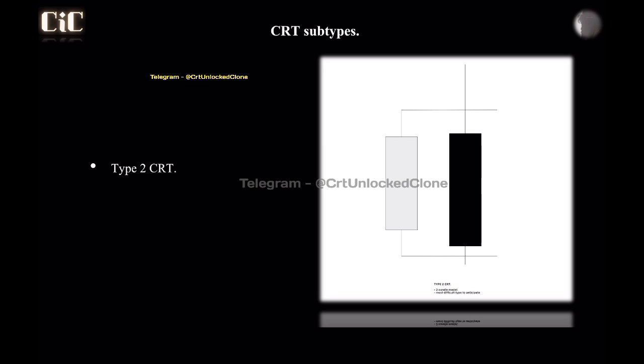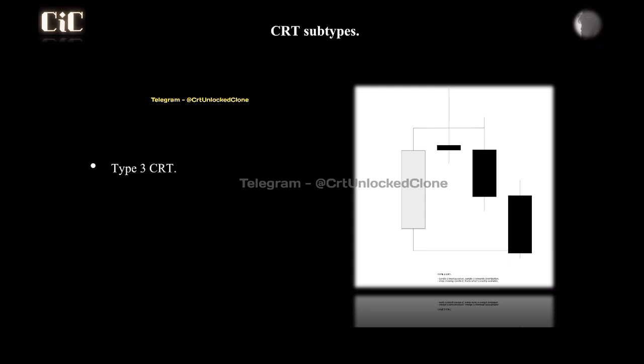I saw someone on Twitter a while back showed me a Type 2 CRT as proof that CRT didn't work, while in fact it's proof that CRT does work and has subtypes, which you need to study. Type 2 CRT, candle 1 and candle 2 only, and that's it. Or vice versa, right? Bearish candle, bearish CRT is going to be a bullish candle.